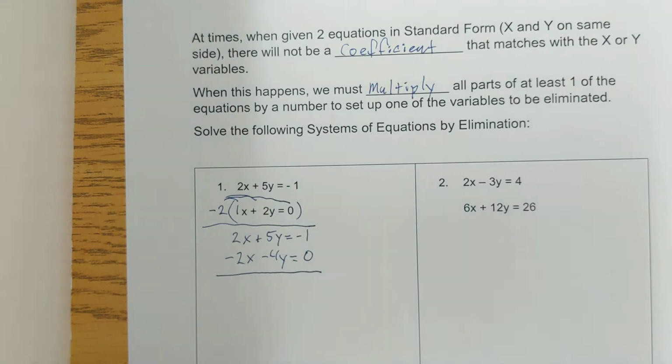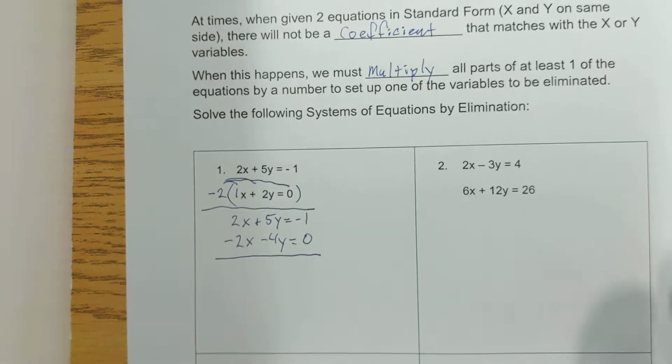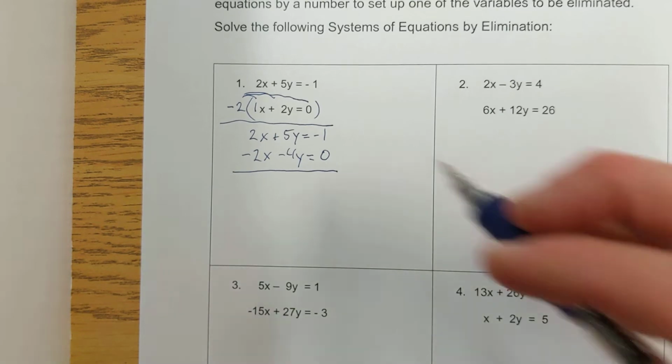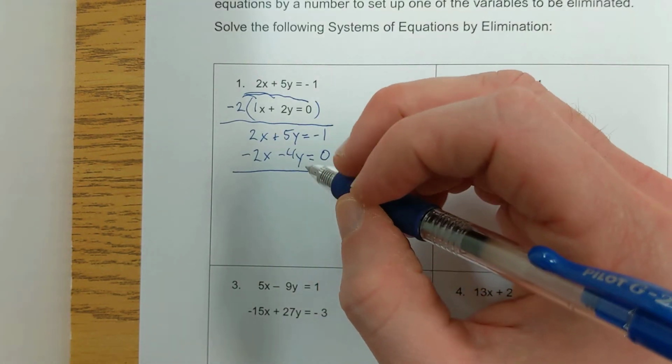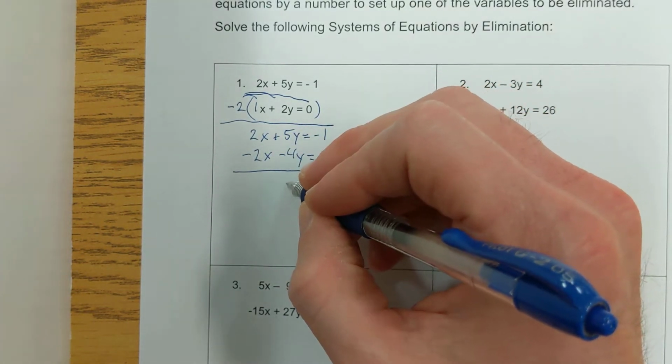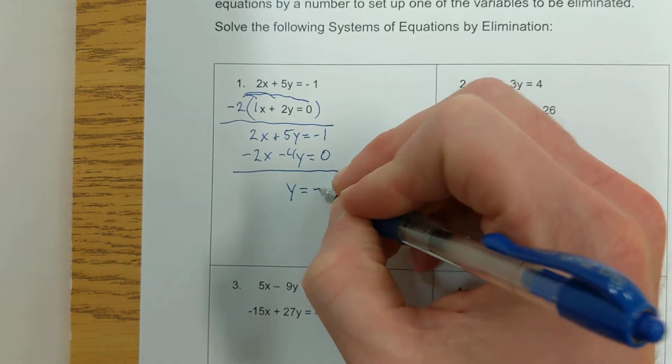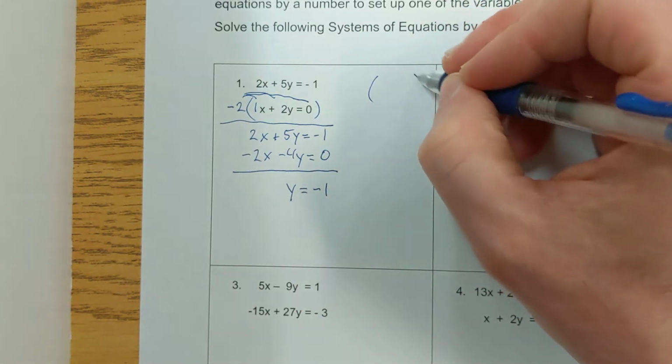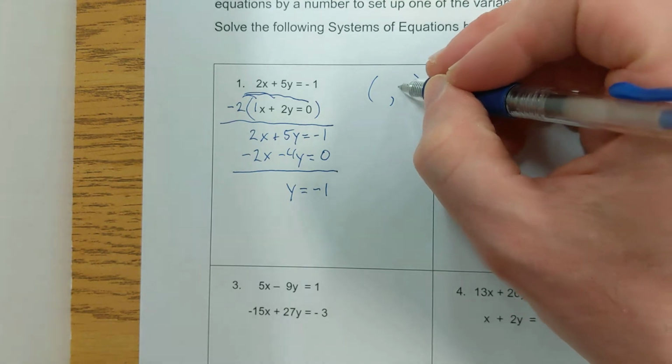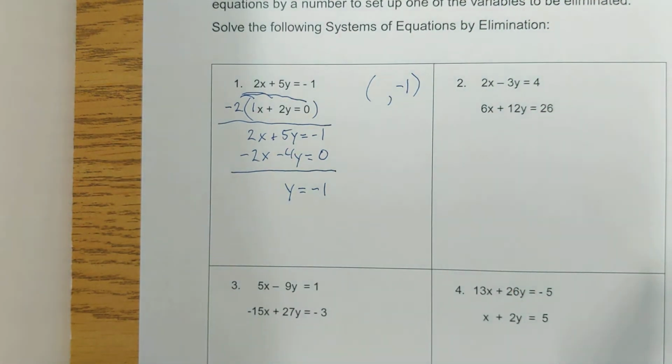So now, once we've done that, we kind of manipulated things to help us. Now we've got the x's right here set up ready to eliminate. So that's what we're going to do now. So those eliminate. We get 5 minus 4, we get 1y, or just y, and equals -1. So as far as our ordered pair answer, we can now fill in that y is -1.